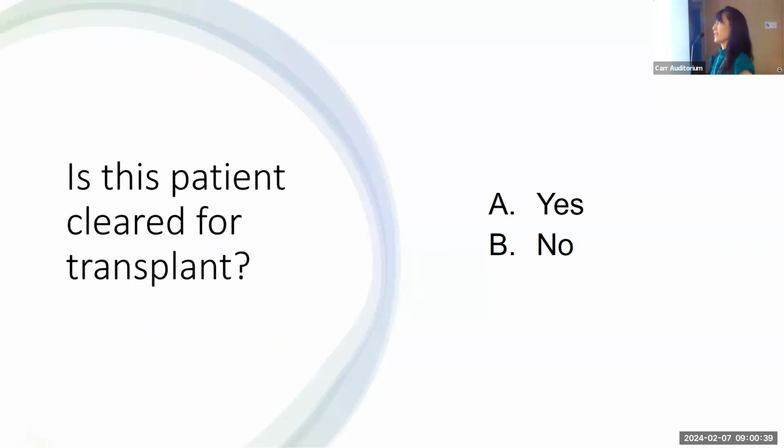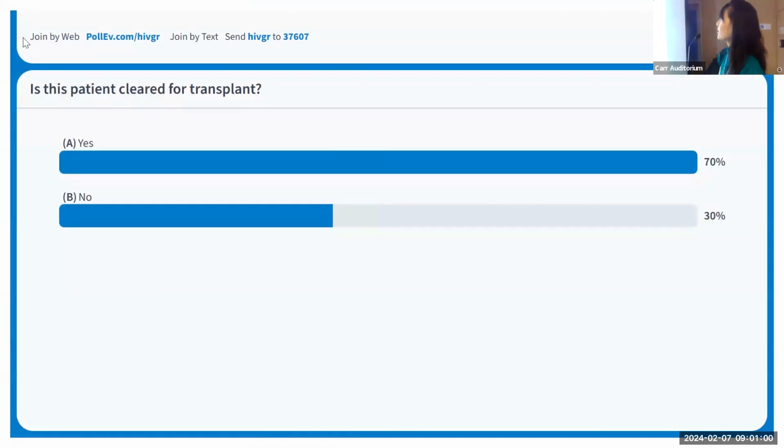So the first question: is this patient cleared for transplant? Yes or no? Can they move forward? All right. I'm seeing yes, 70%, no, 30%. I like that because that's my answer too, which is yes.